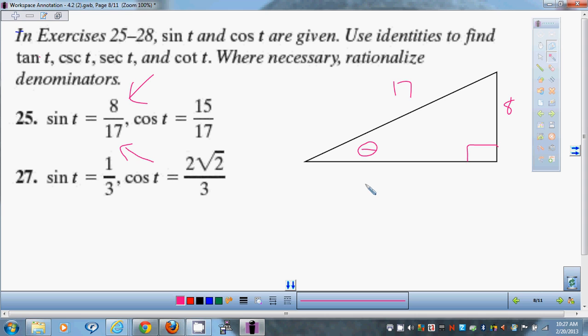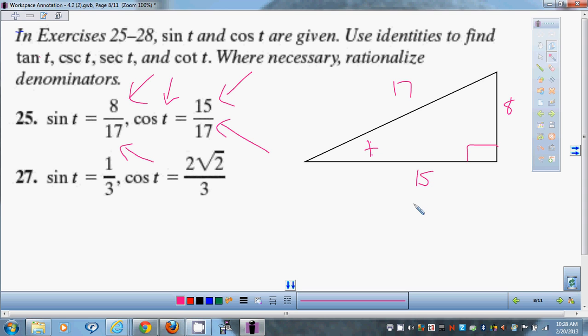Adjacent over hypotenuse. Now, bam! We've got our triangle, and you can find the rest of your trig ratios. What would tangent of this angle... Actually, I shouldn't have called it theta. They gave me an angle. What would tangent of t be? 8 over 15. And then for the other three, you just flip them all.